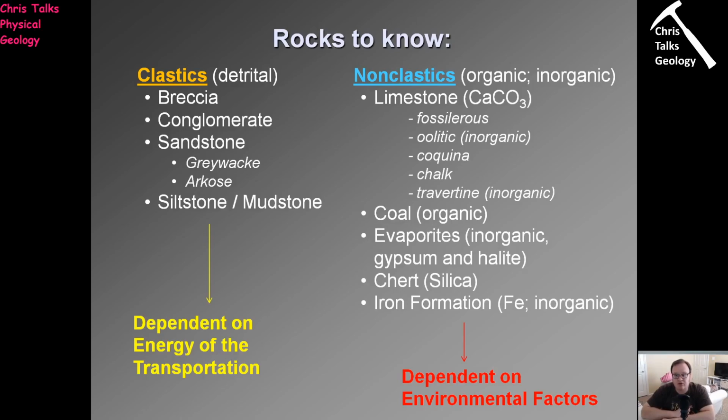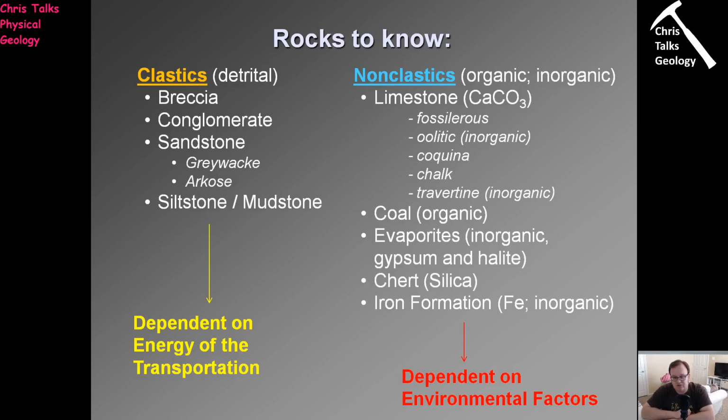So if you remember, non-clastic rocks are essentially of two varieties. There are the organic and inorganic non-clastic rocks. So a good example of an organic non-clastic rock is, of course, coal. Coal is made from undecomposed organic material, so obviously very organic in origin. And an inorganic non-clastic rock would be something like an evaporite rock, so gypsum or halite.